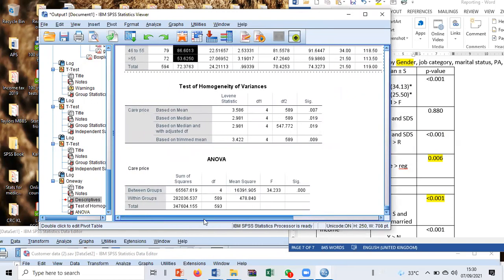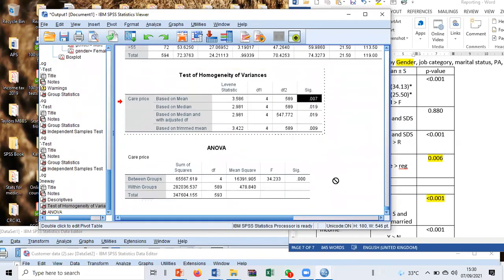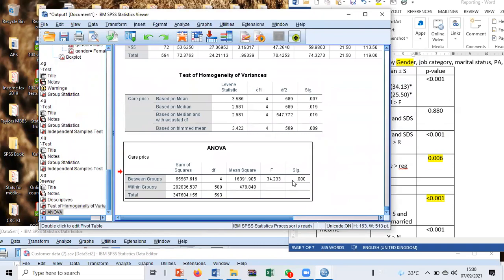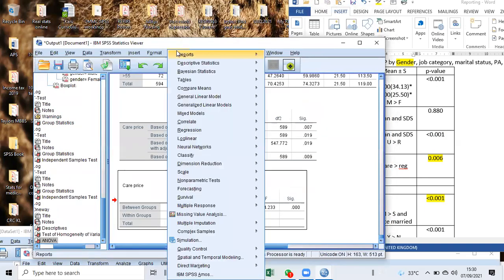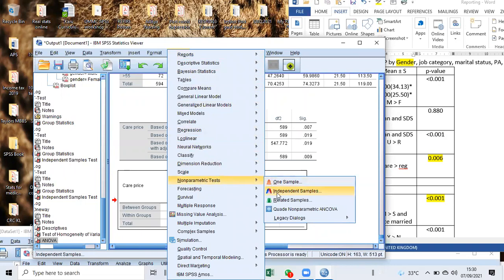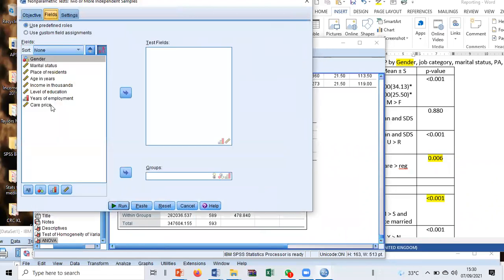No. The assumption is not met. Therefore, we cannot use ANOVA. And what do you do? You do the non-parametric test. Analyze, non-parametric. In fact, you can do this straight away.